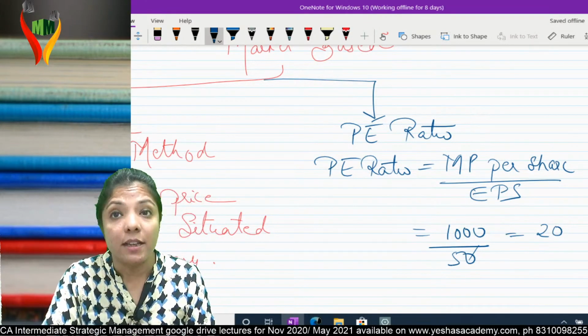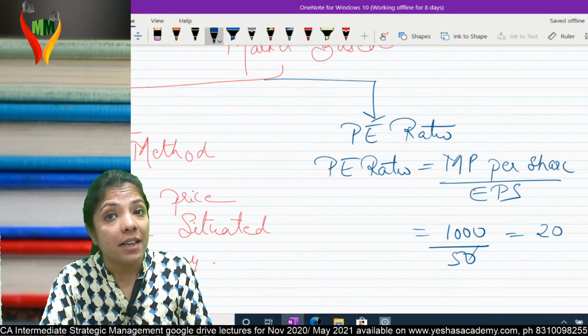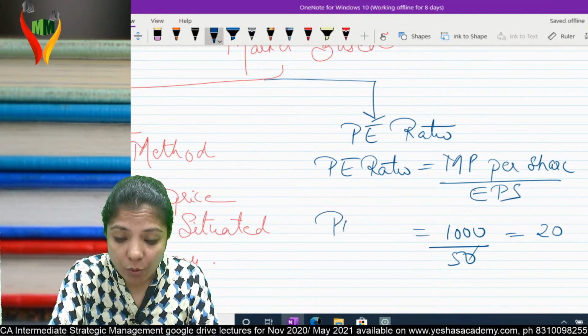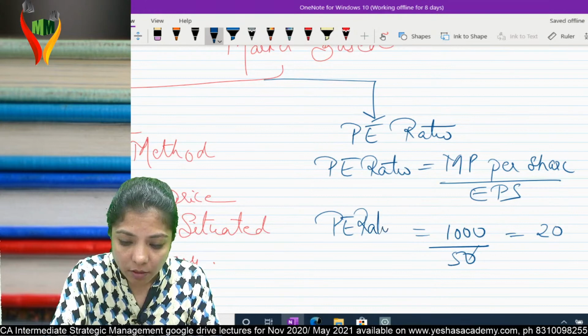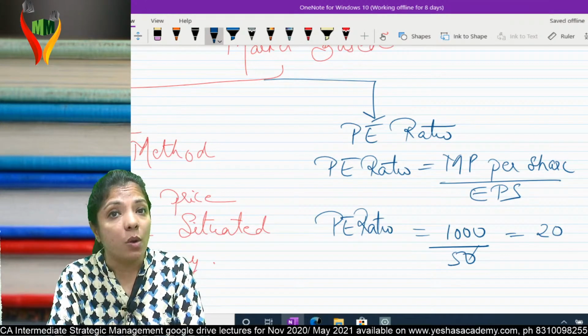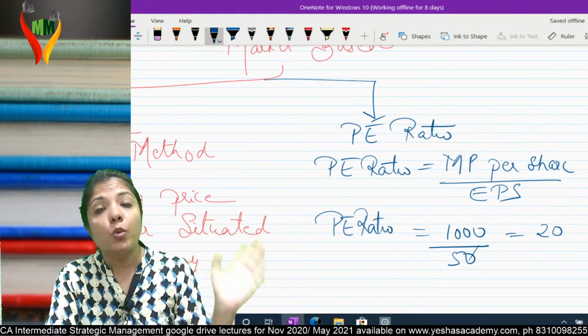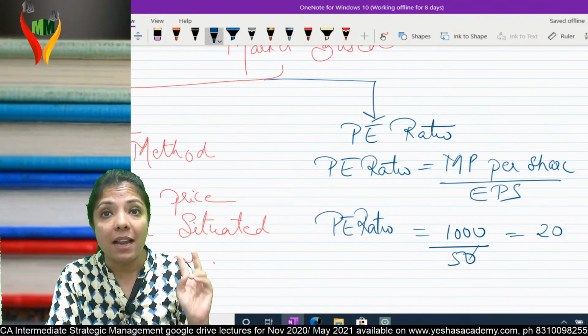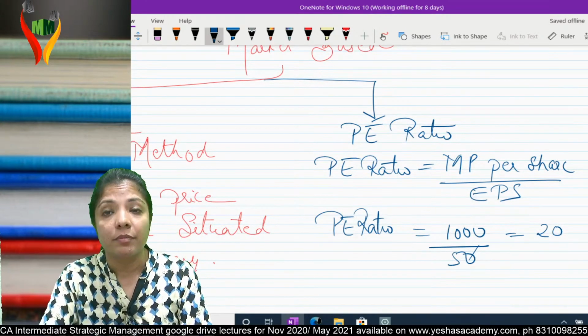So 1000 upon 50 is 20. What is 20? 20 is my PE ratio. That means 20 times I earn 50 rupees, I'll be getting one share price. Am I clear?